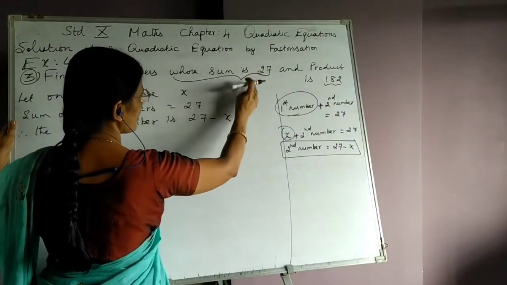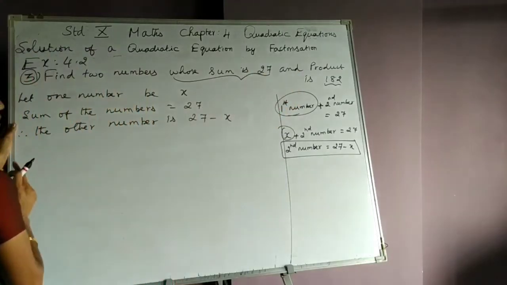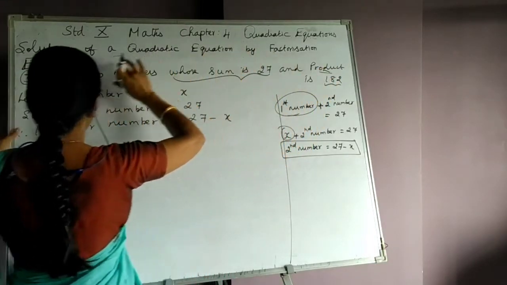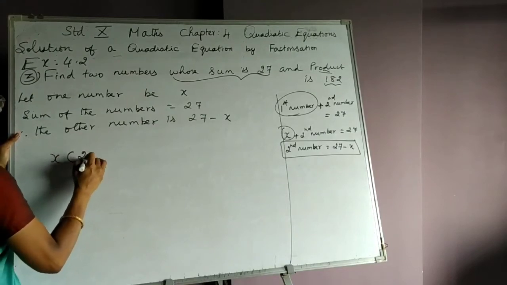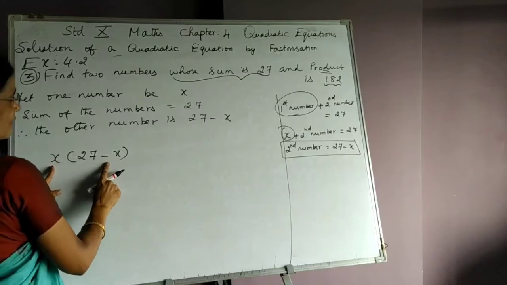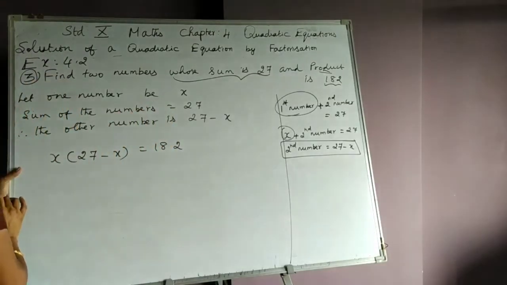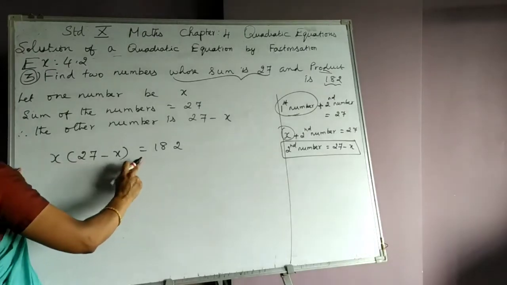Okay. So, we used this 27. Sum is 27. Now, what is left over to use? It is 182. What is this 182? It is the product. Product of what? Product of these 2 numbers. Which are the 2 numbers? The 2 numbers are x and 27 minus x. So, product we have multiplied. What is the answer given? It is 182. Therefore, according to the data, x into 27 minus x is equal to what?